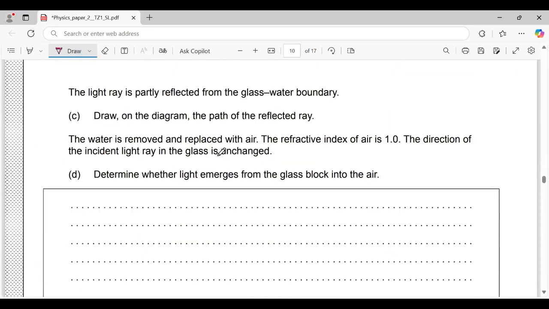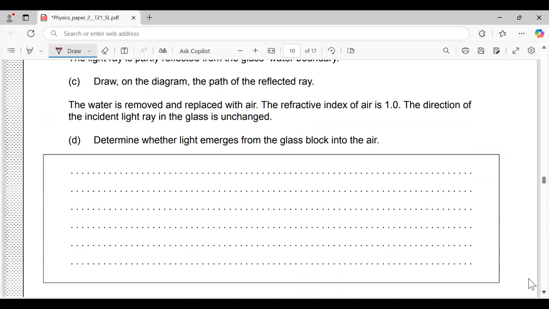The water is removed and replaced with air. The refractive index of air is 1. The direction of the incident light ray in glass is unchanged. Okay, direction unchanged. Determine whether light emerges from the glass block into the air.